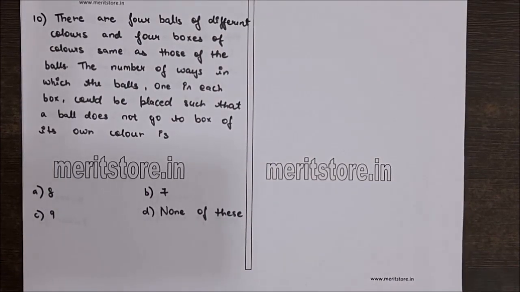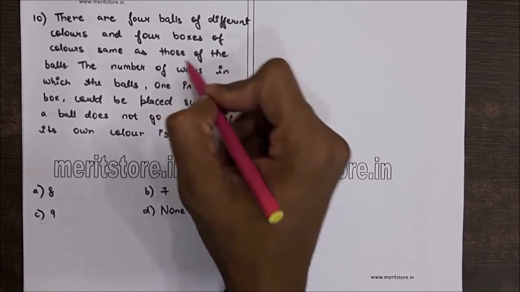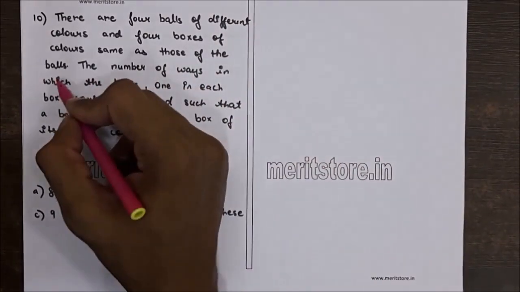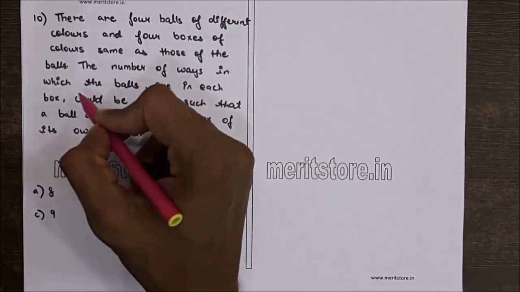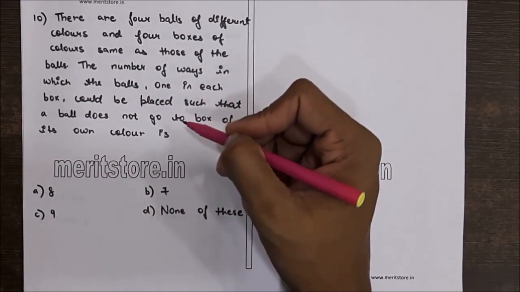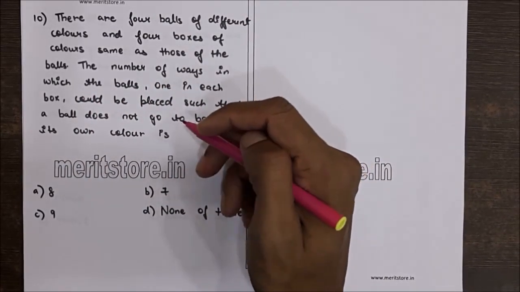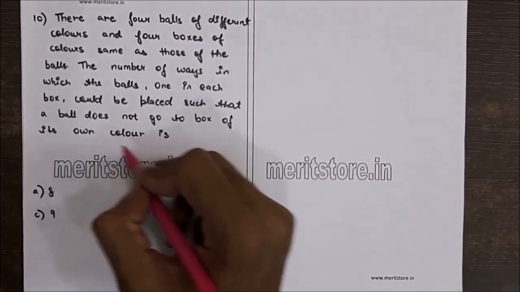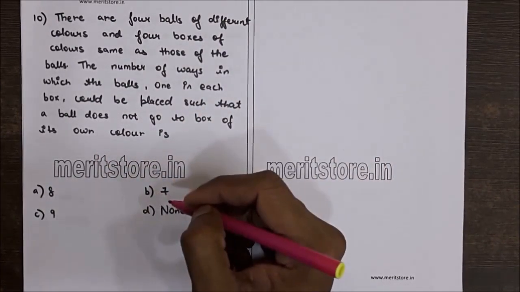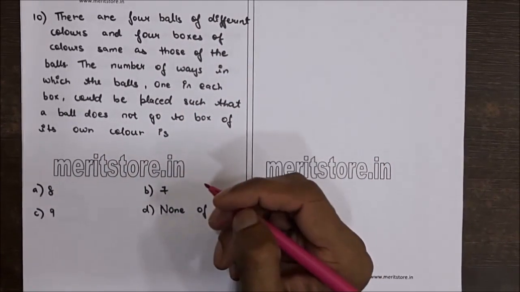Question 10. There are 4 balls of different colors and 4 boxes of colors same as those of the balls. The number of ways in which the balls, one in each box, could be placed such that a ball does not go to the box of its own color. We have 4 options: A 8, B 7, C 9 and D none of these.